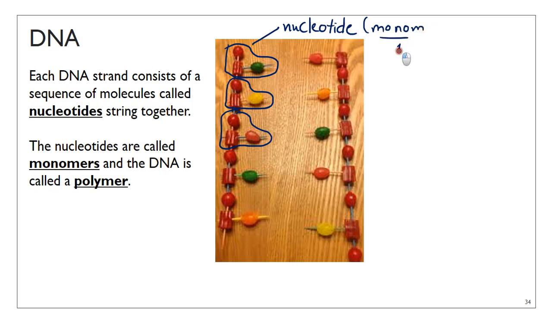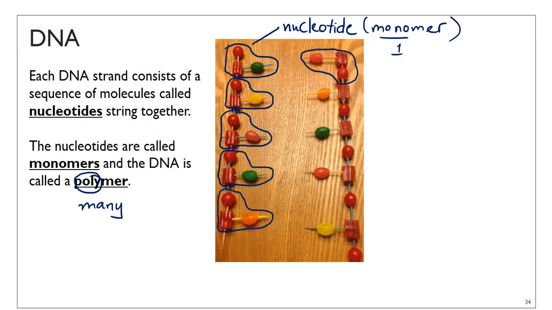Mono is one, so monomers is like one of the parts, and multiple monomers strung together will give you what is called a polymer. So a DNA is a polymer, and poly just means many. So a polymer means something that has multiple parts, and each part is called a monomer. So you have 5 monomers on this side, and then you also have 5 on the other side.